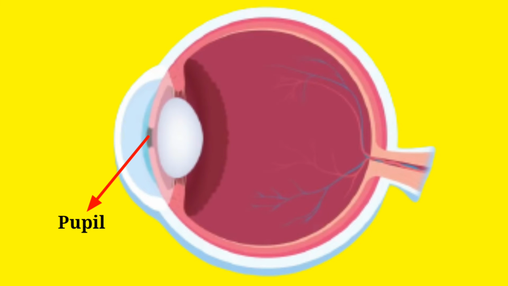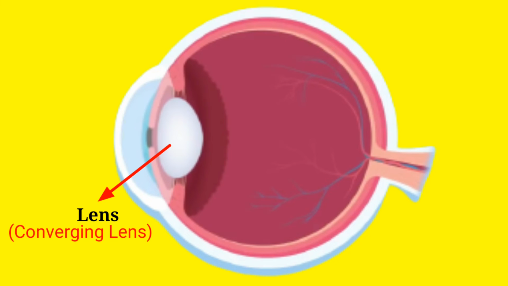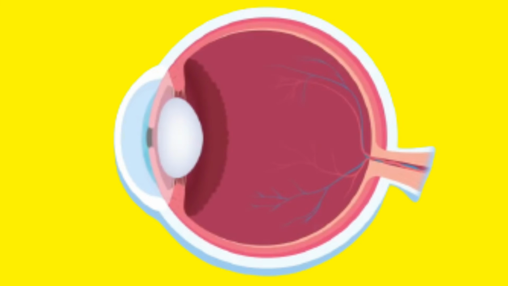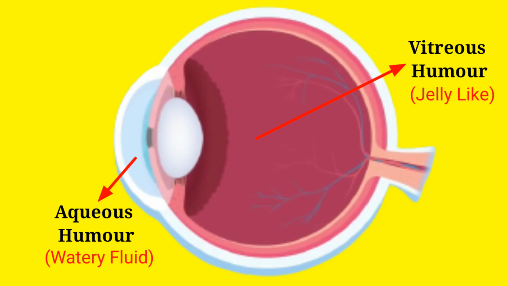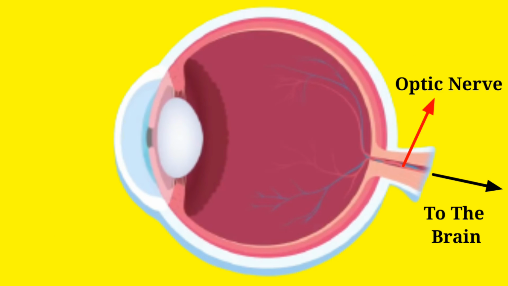This is the pupil, which is between the two iris. It is followed by a lens, which is converging, which means it makes the light fall on the same place, and this place is known as the retina. The lens are supported by the ciliary muscles. There is also a fluid in the outer eye known as the aqueous humor, and a fluid in the inner eye known as the vitreous humor. This is an optic nerve which sends the image to the brain.